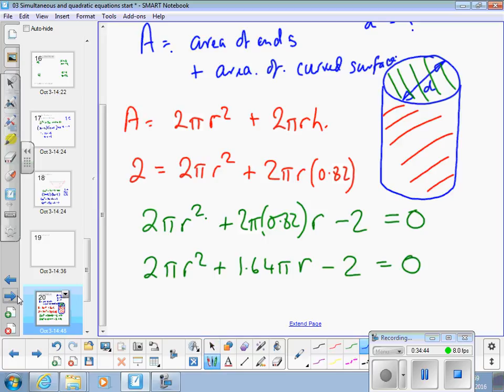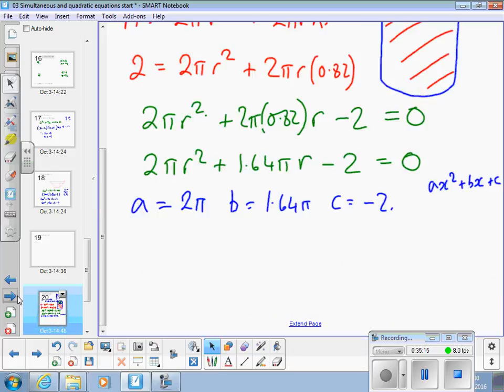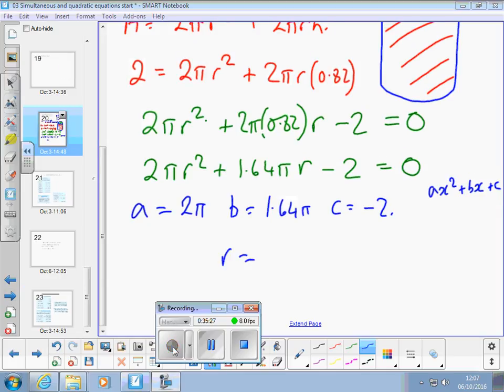Right, so if this is in the form of ax squared plus bx plus c, what's the value of A in this case? 2 pi. B equals 1.64 pi. And C equals minus 2. Now use the formula to find the radius and hence the diameter of that cylinder. Radius equals, go on, tell me what you got.